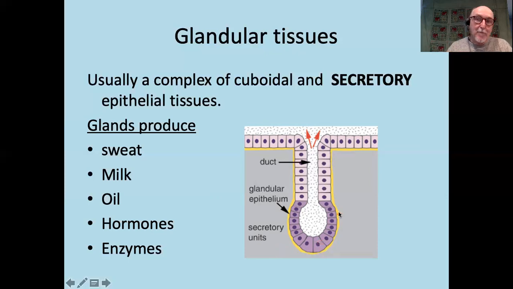What product they produce depends on the specialization of these cells, on what their fate is. And remember what I told you before, a cell acquires its specialization because it silences some genes and it expresses other genes on the DNA. These are highly specialized cells producing these products.